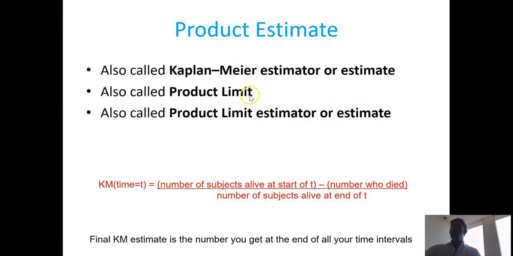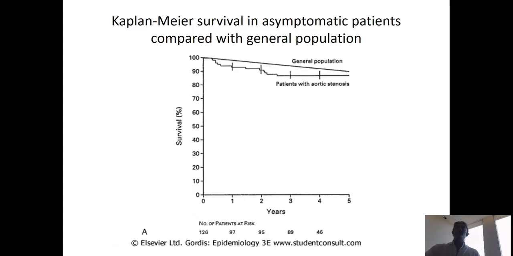I like to call it the product limit. Okay, that's what we call it. And the Kaplan-Meier product limit, you can do it at any given time, and that's the formula for it if you care. It's the number of subjects alive at the start of that interval minus those who died divided by those who are alive. Same thing. The final product limit is the one we care about, and that is the product of all of those individual KM estimates. So this is the data from that example I told you about.